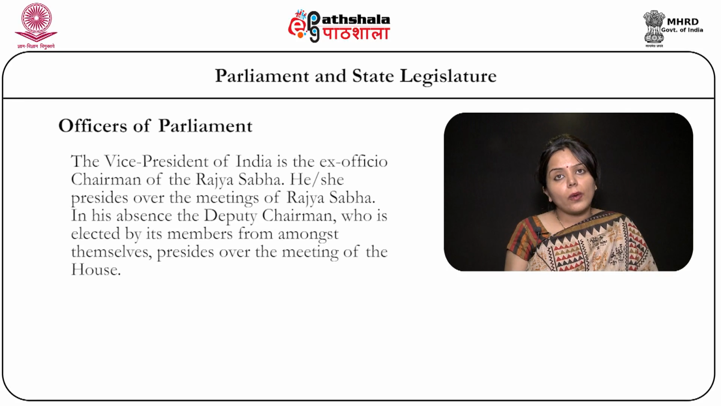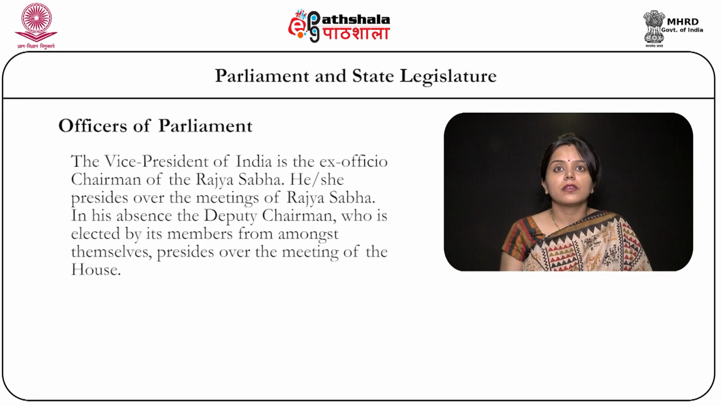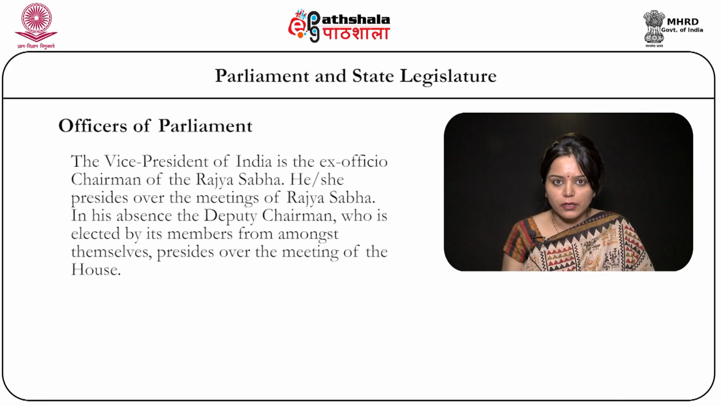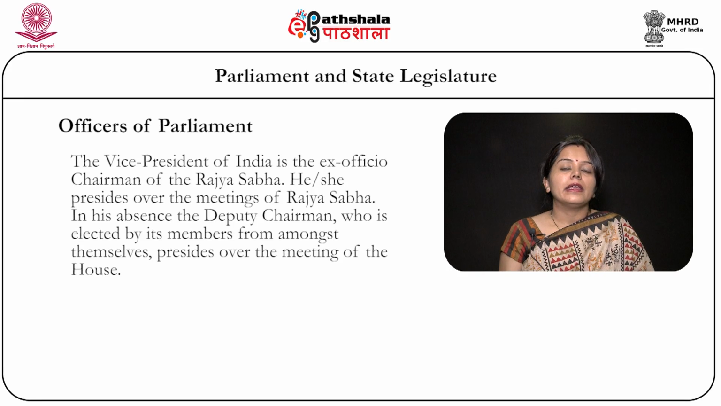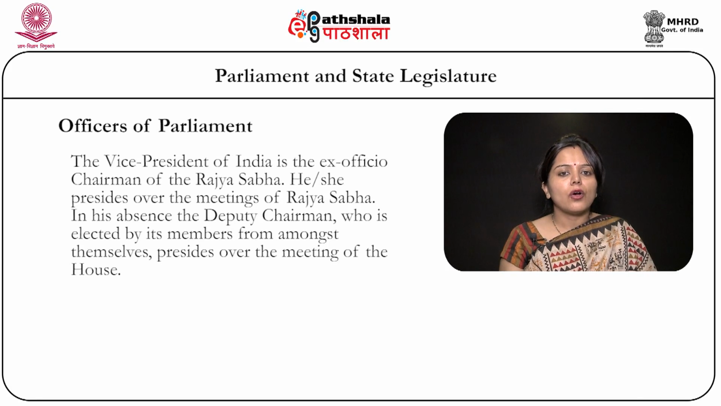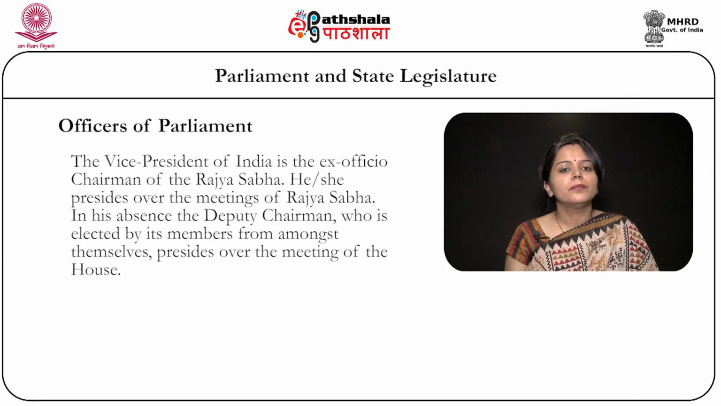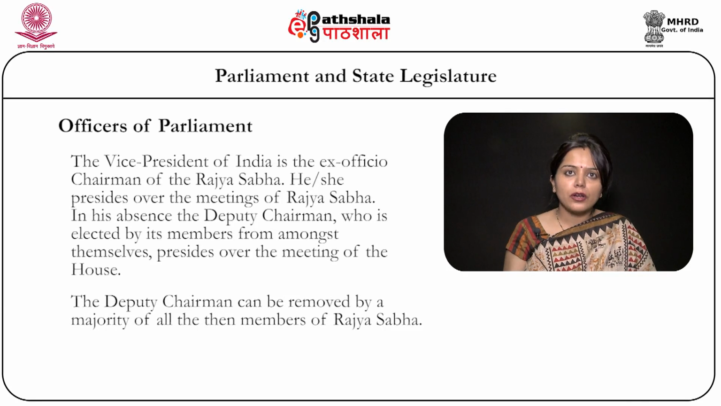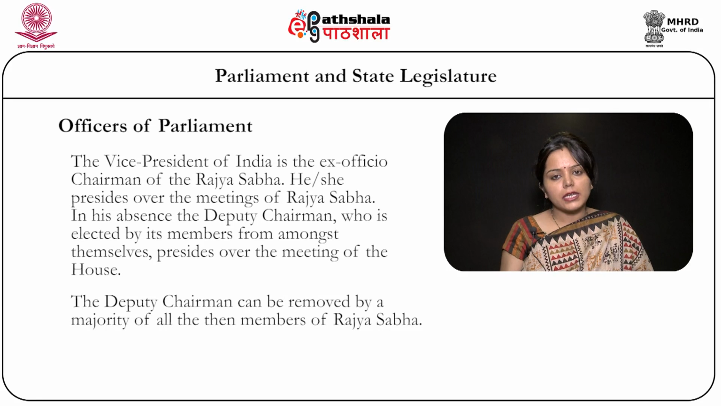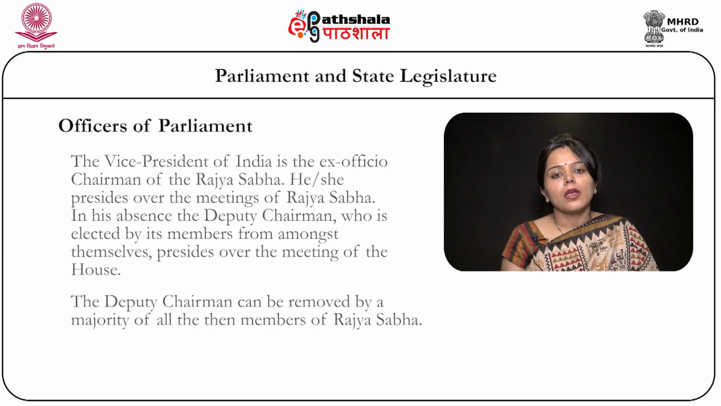Then the question arises, what if there is absence of the Vice President or ex officio chairman of the Rajya Sabha? Then in that situation, in the absence of him, the deputy chairman, who is elected by its members from amongst themselves, presides over the meeting of the Rajya Sabha. Here, the deputy chairman can be removed by a majority of all the then members of Rajya Sabha.